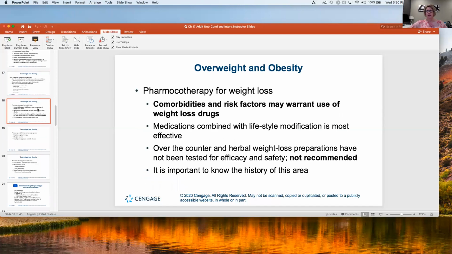Okay, now the pharmacotherapy for weight loss. This is the major component of this particular lecturette that I want to get at. When we look at therapy for weight loss, there are some things we need to think about, because we need to get weight off of people. And sometimes just diet and exercise aren't enough or not fast enough.